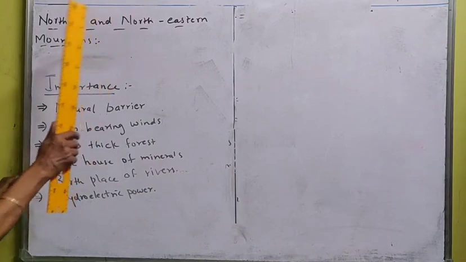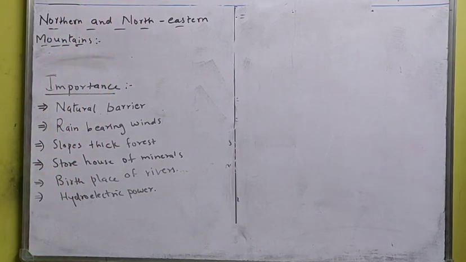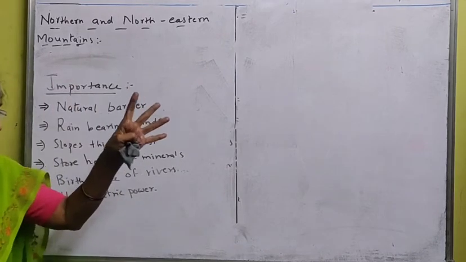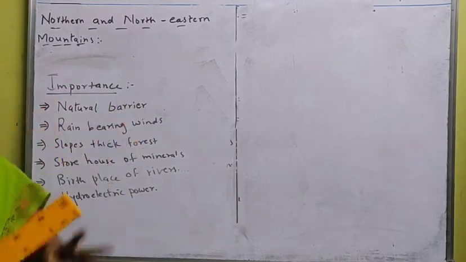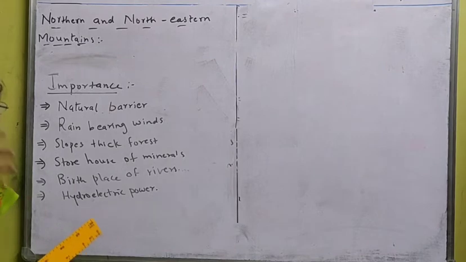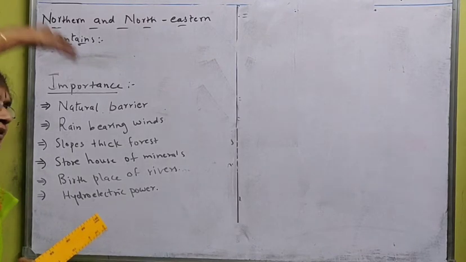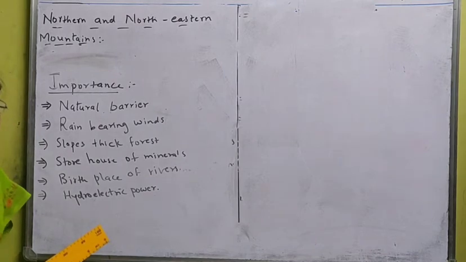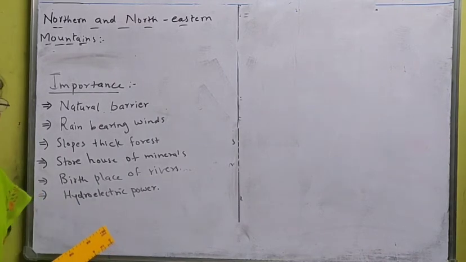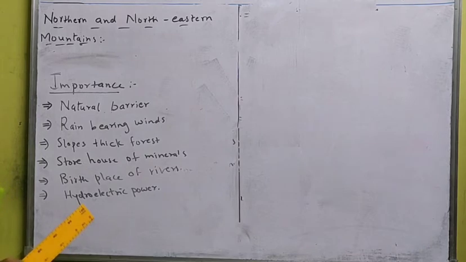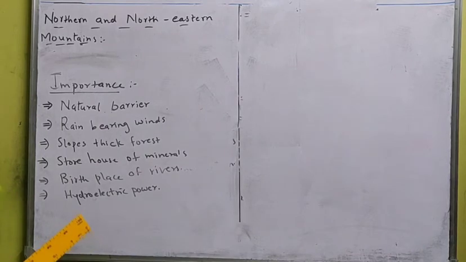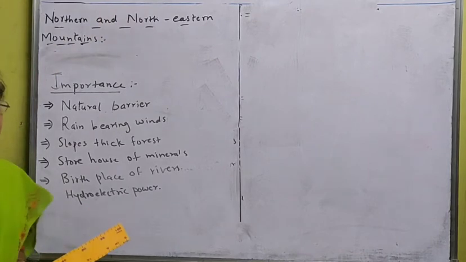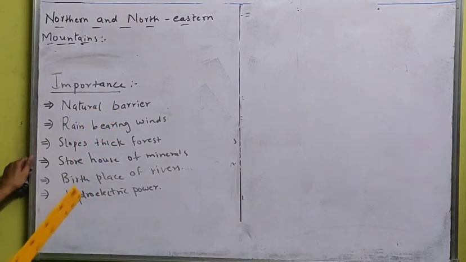What is the importance of the northern and northeastern Himalayas? Let us see. The Himalaya is a natural barrier. It won't allow the cold wave winds to pass towards India. It acts like a defense. It won't allow attacks by enemies from China into India; they have to climb the Himalaya mountains to come and attack us. So it is a natural barrier.